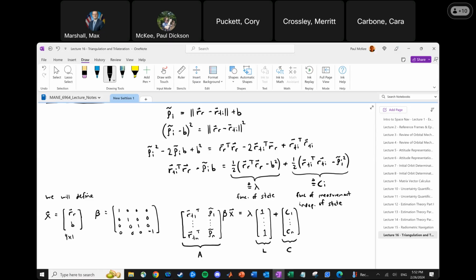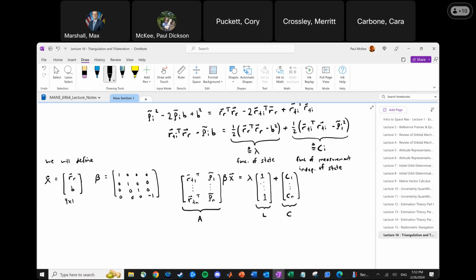So we did a lot of definitions. We defined some things as lambda, we defined some things as C. The reason we did that is so that we can now write a much cleaner equation, which looks like this: A beta state is equal to lambda L plus C. You might be thinking to yourself, how the heck does that buy us anything? Well, bear with me for a second. Hopefully it makes sense how we got here. We've defined A, we've defined lambda, we've defined C.